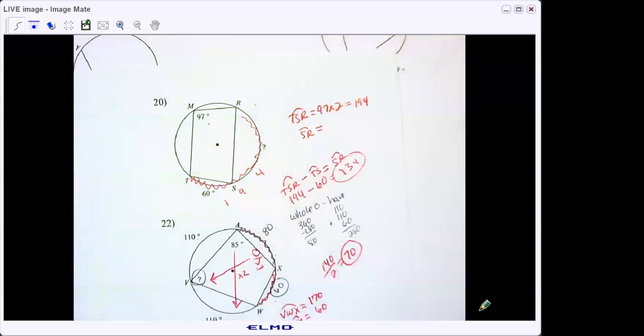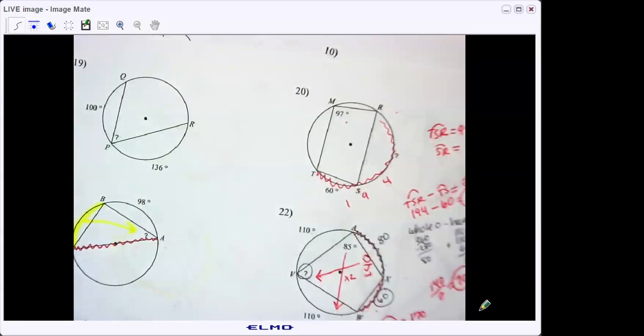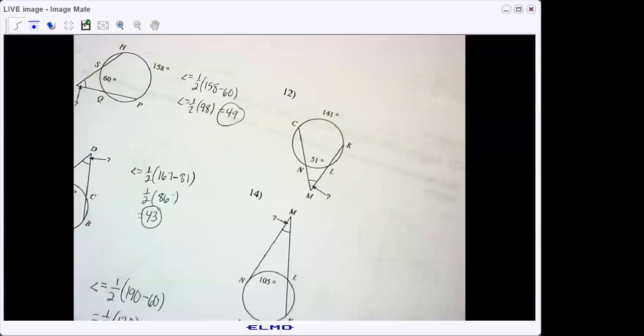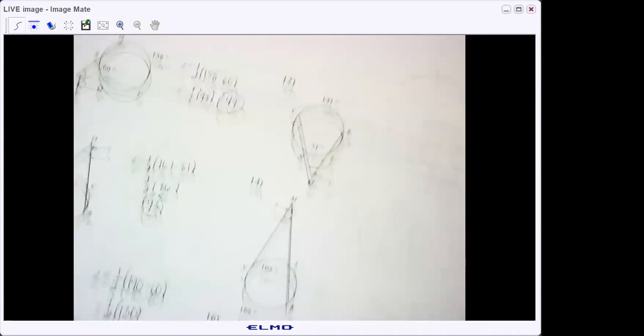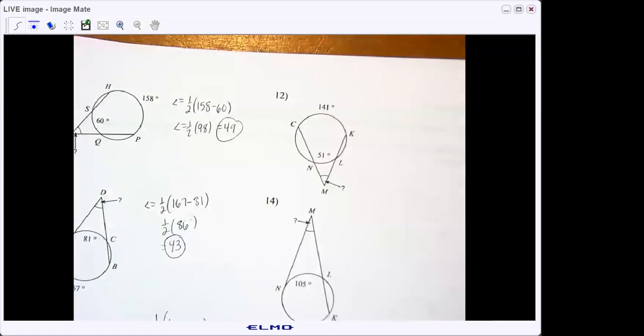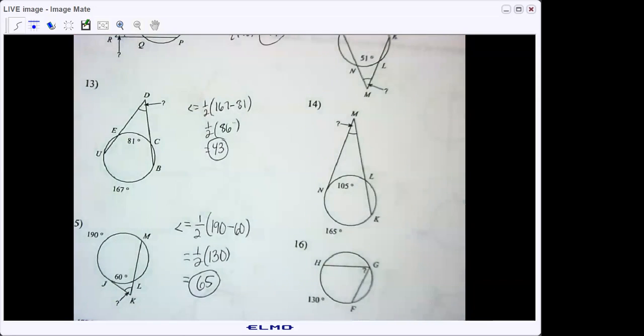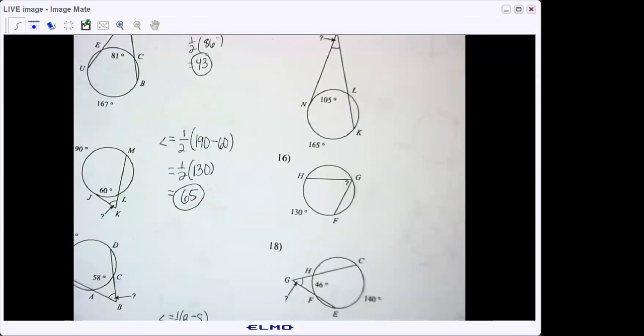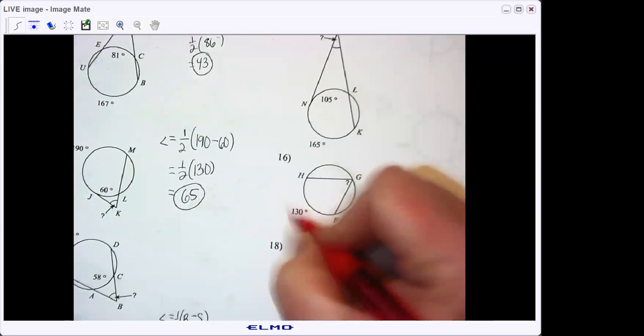Okay, so we're going to transition back to what we were doing yesterday. Let me get that paper real quick. We pretty much got through more than half of the assignment yesterday. I would encourage you to go through and do the easy ones first if you want to. So this is what we were just doing, number 16.